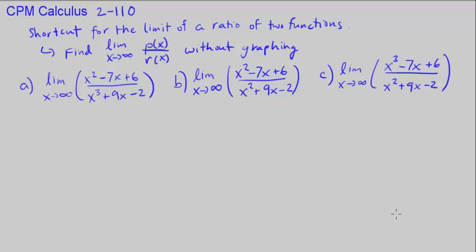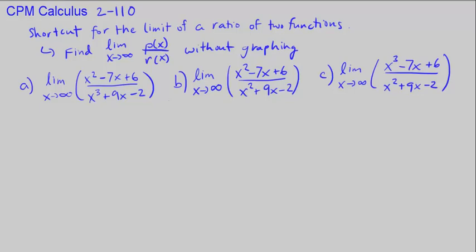Use the following limits, here we have A, B, and C, to look for a shortcut and explain to Lena how she can find the limit as x approaches infinity of the ratio p of x over r of x without graphing. Be careful, the expressions below are slightly different.